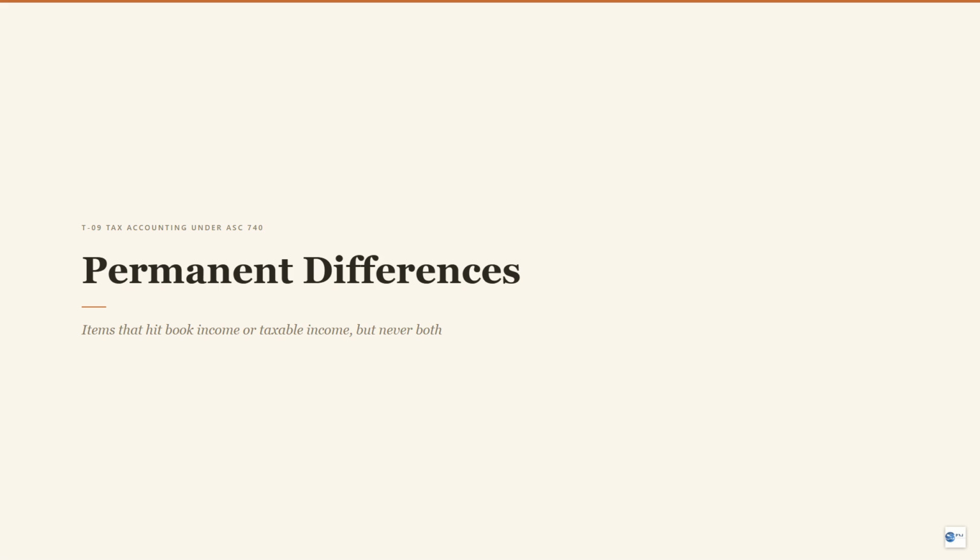Now flip to the other bucket. Permanent differences are items included in either book income or taxable income, but never in both. Because there is no future period where the gap closes, these items never create a deferred tax asset or liability. Instead, they permanently affect the effective tax rate year after year for as long as the item recurs.